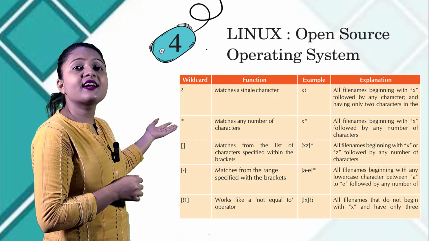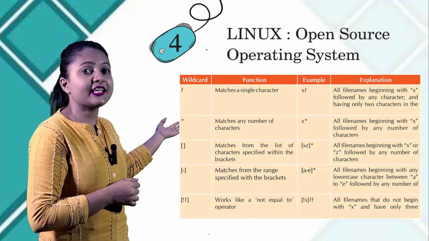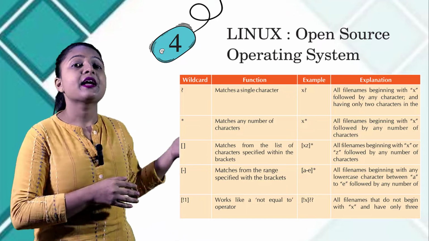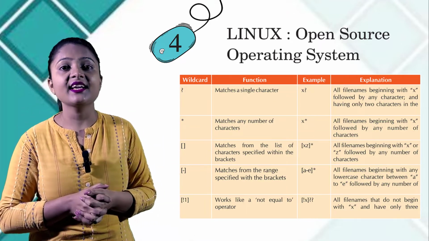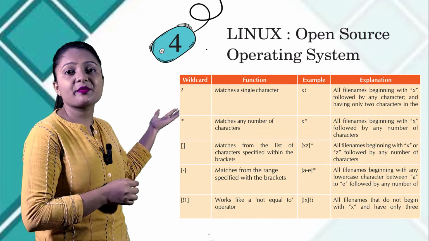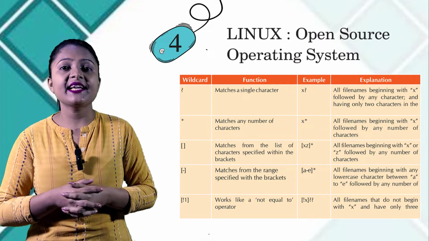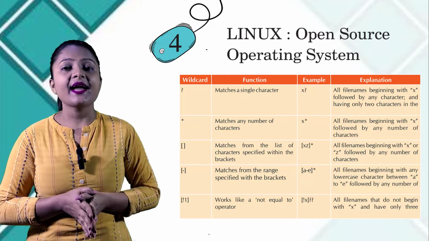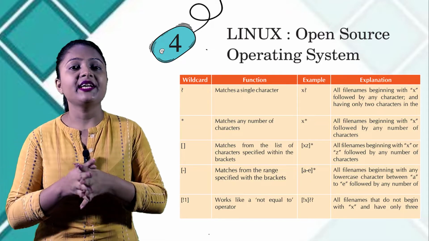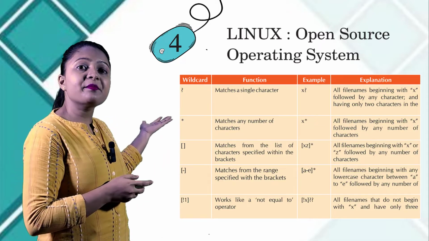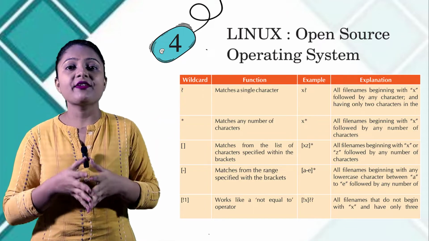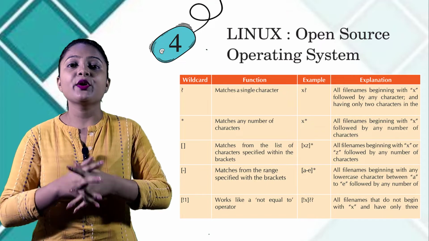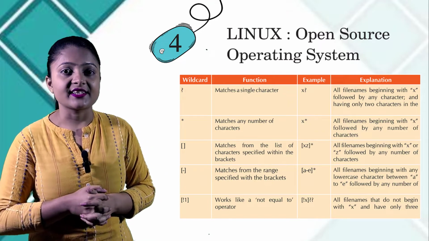These are some wildcards and their functions given in this table. First, the wildcard question mark matches a single character. Example, X question mark. Explanation: all file names beginning with X followed by any character and having only 2 characters. Second, the asterisk matches any number of characters. Explanation: all file names beginning with X followed by any number of characters.